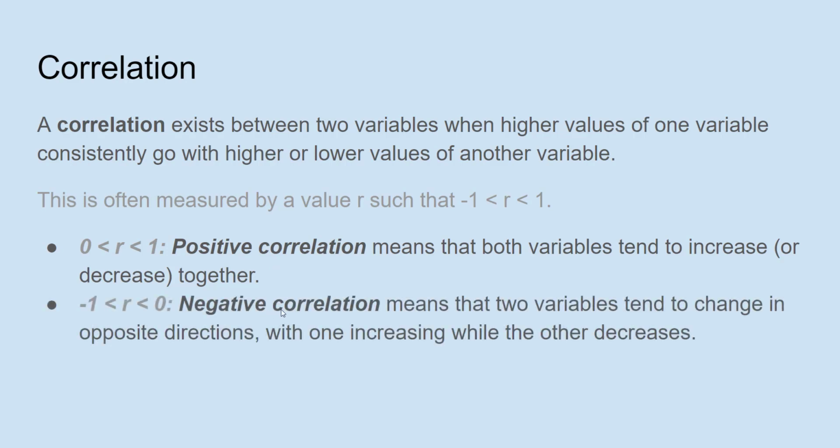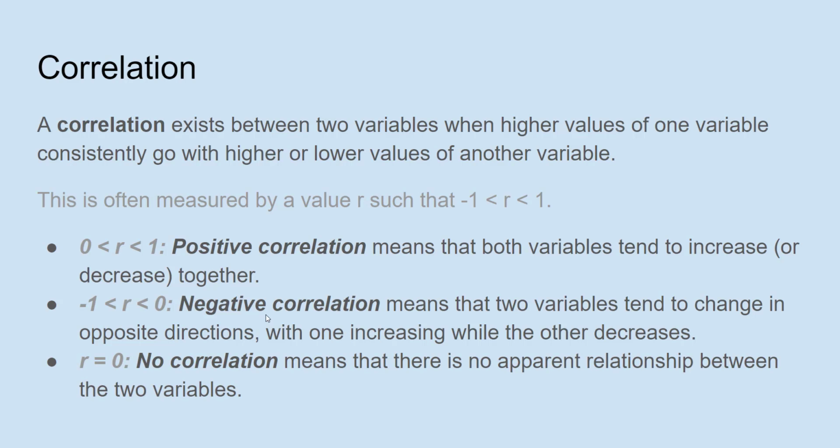Negative correlation refers to the relationship when two variables tend to change in opposite directions. So as x increases, y may decrease. Statisticians often examine the R value, and you may see an R value between -1 and 0 if there exists a negative correlation between two variables.